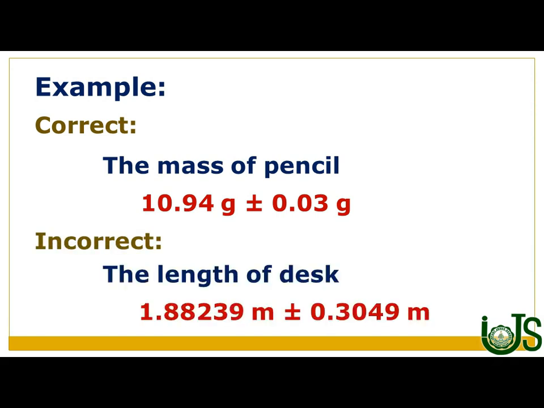Unlike in the length of the desk written here, which is 1.88239 meters, positive negative 0.3049 meters, the length of the desk has 5 decimal places, while in the uncertainty it is only 4 decimal places, which does not coincide with each other. So kung 5 decimal places yung measured value, kailangan yung decimal places mo rin sa uncertainty mo will be 5 decimal places.